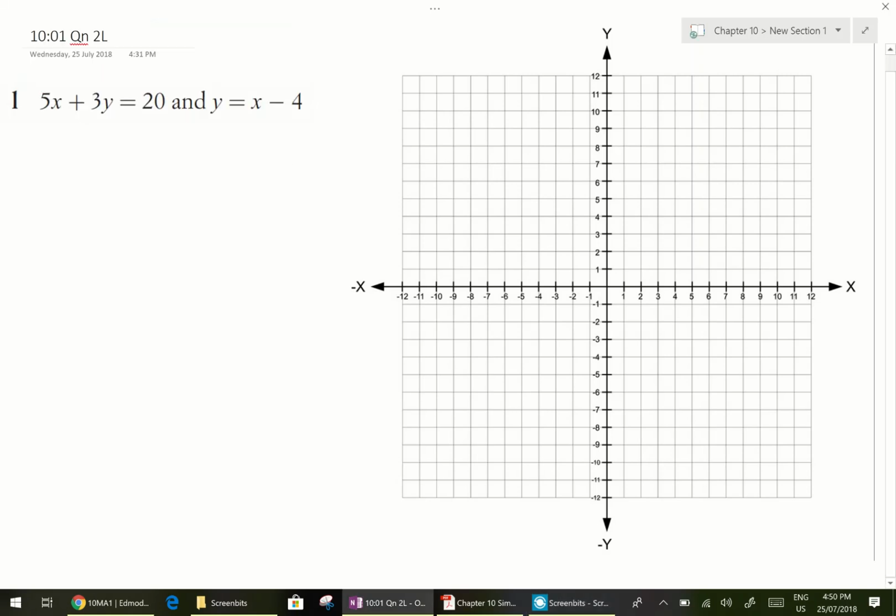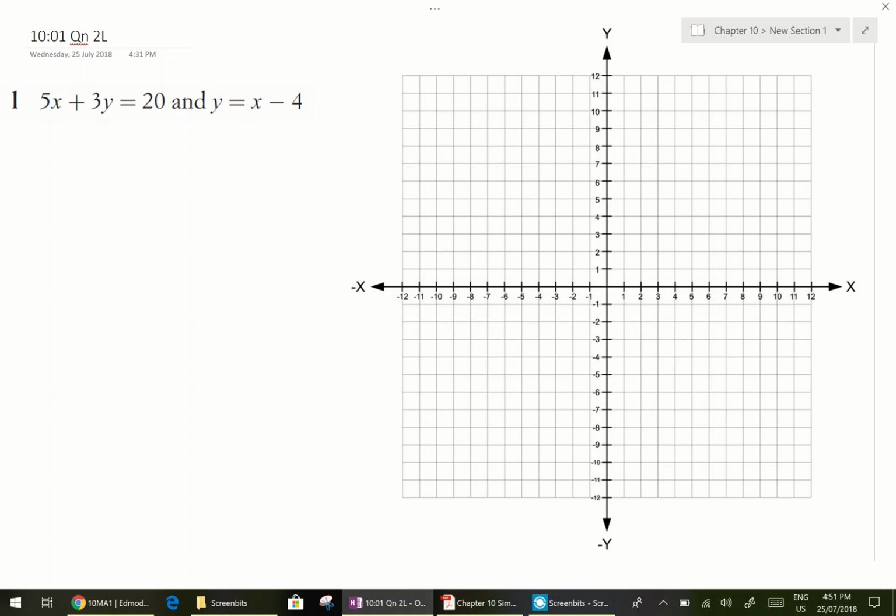Question 1001 2L is a little bit more tricky. It's asking you to solve graphically these two equations simultaneously: 5x plus 3y equals 20 and y equals x minus 4. We're going to do the same thing as before, where we get the table of values and draw both lines, and hopefully they line up on the Cartesian plane that I've got here.